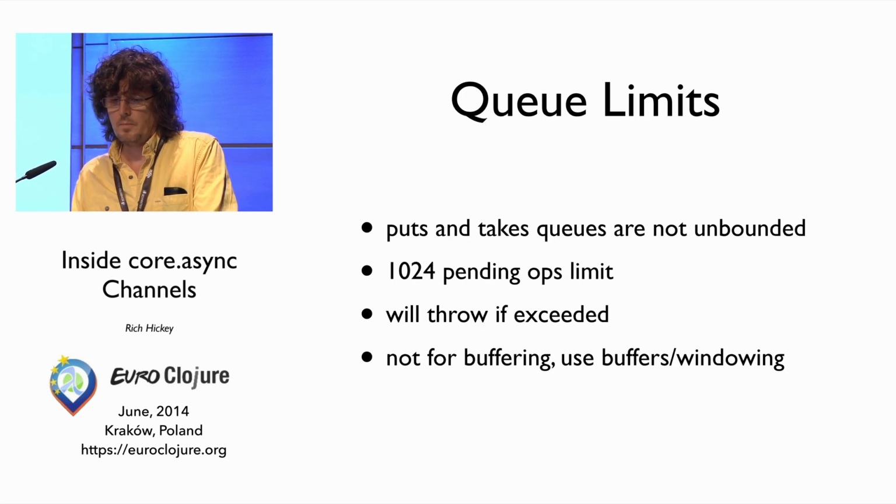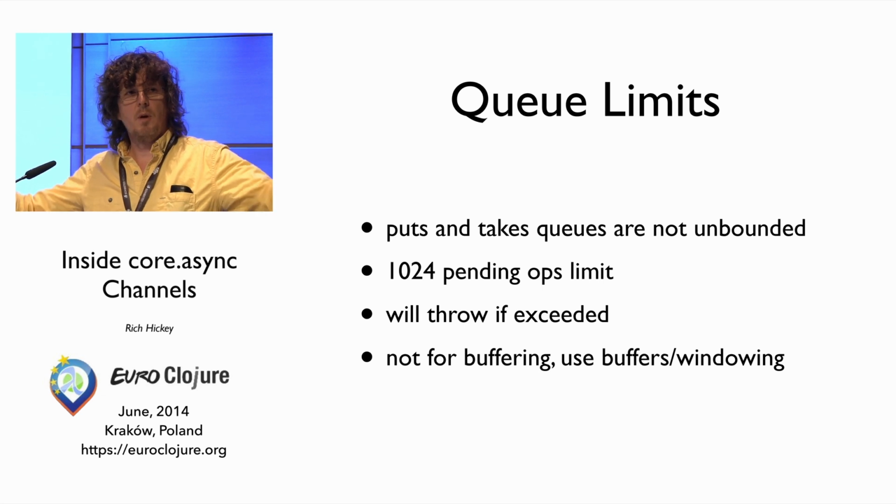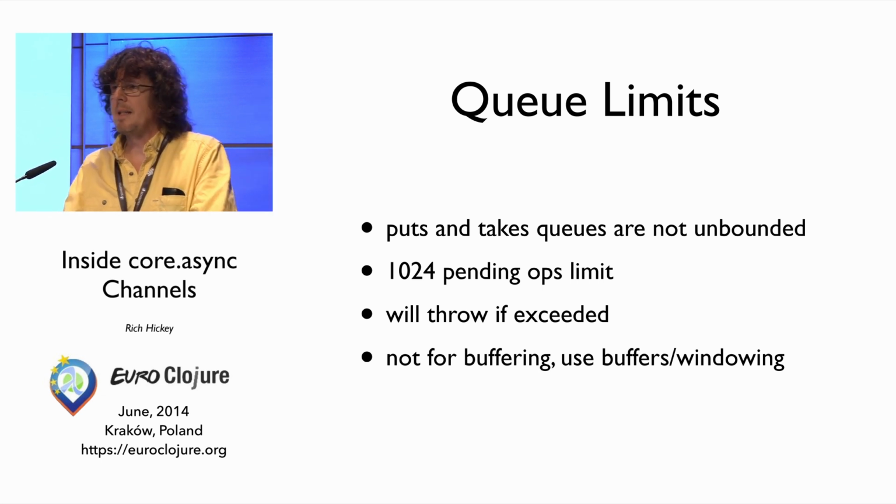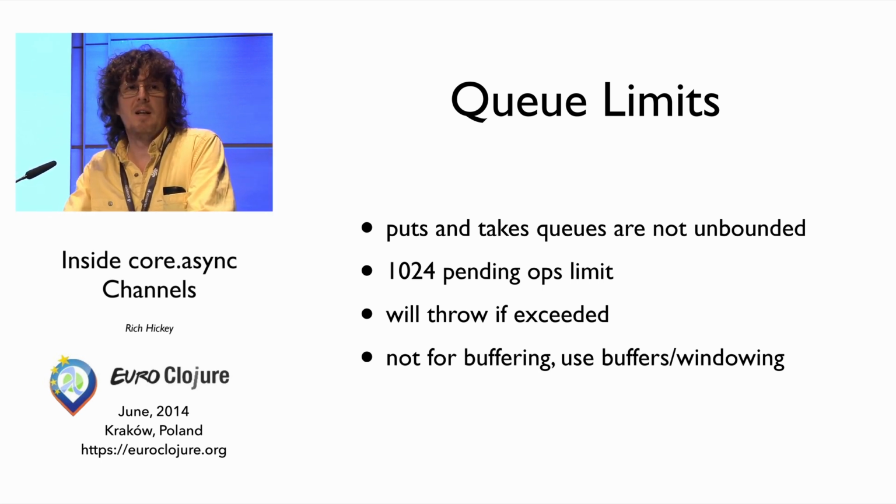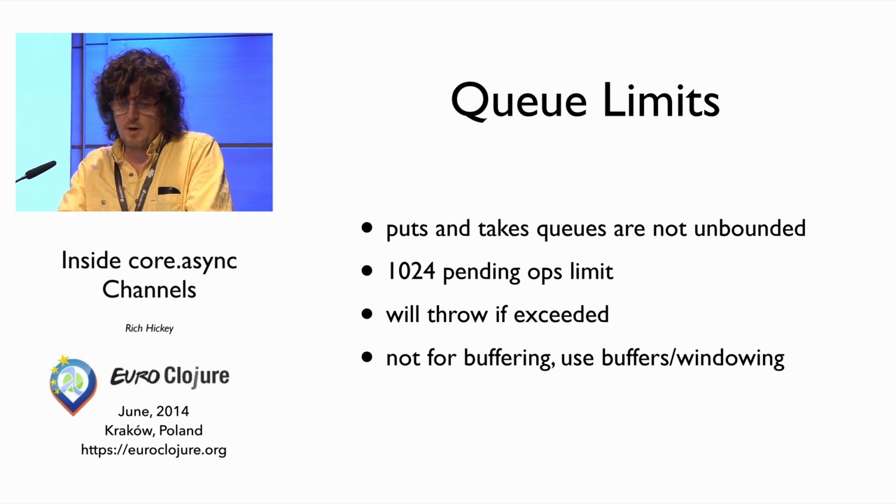All right. So we said there's this put and take thing. That's not a recipe for unbounded buffers, right? It's a design principle of core.async that we're not going to let you have unbounded buffering. Just don't want to see it. It's just going to make for programs that don't work and bugs that show up late. So there are limits to both of those queues. They're somewhat arbitrary and it might change. Right now it's 1K of pending operations. If you exceed that limit, you're just going to get an exception. It's not a happy story.